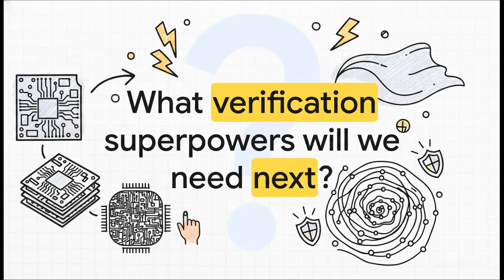SystemVerilog evolved from Verilog and completely saved the hardware industry in the early 2000s by unifying design and testing into one powerful language. But as Moore's law pushes chips even further into the microscopic realm, packing billions of transistors into spaces the size of a fingernail, we're left with a massive question. As these digital systems grow even more unfathomably complex, what will the next evolution of hardware description require to keep pace? What new verification superpowers will we need next to ensure the systems of tomorrow don't just collapse under their own complexity?